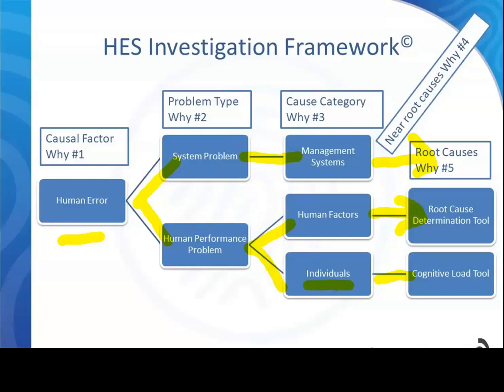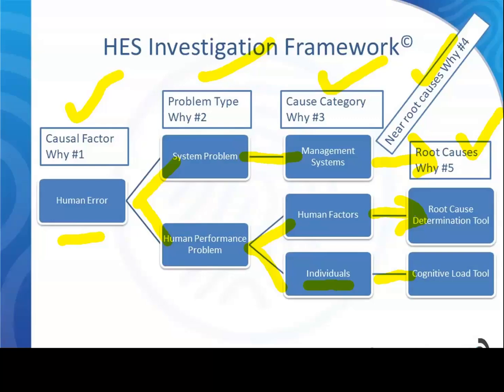So that means that if my model takes me through this path, then it is my human investigation framework. And I start with my first causal factor, which will be human error. Then my problem type would be my Y number 2. My cause category would be my Y number 3. My near root causes will be the Y number 4. And then my root causes are going to be my Y number 5. And that's where we have the whole program.